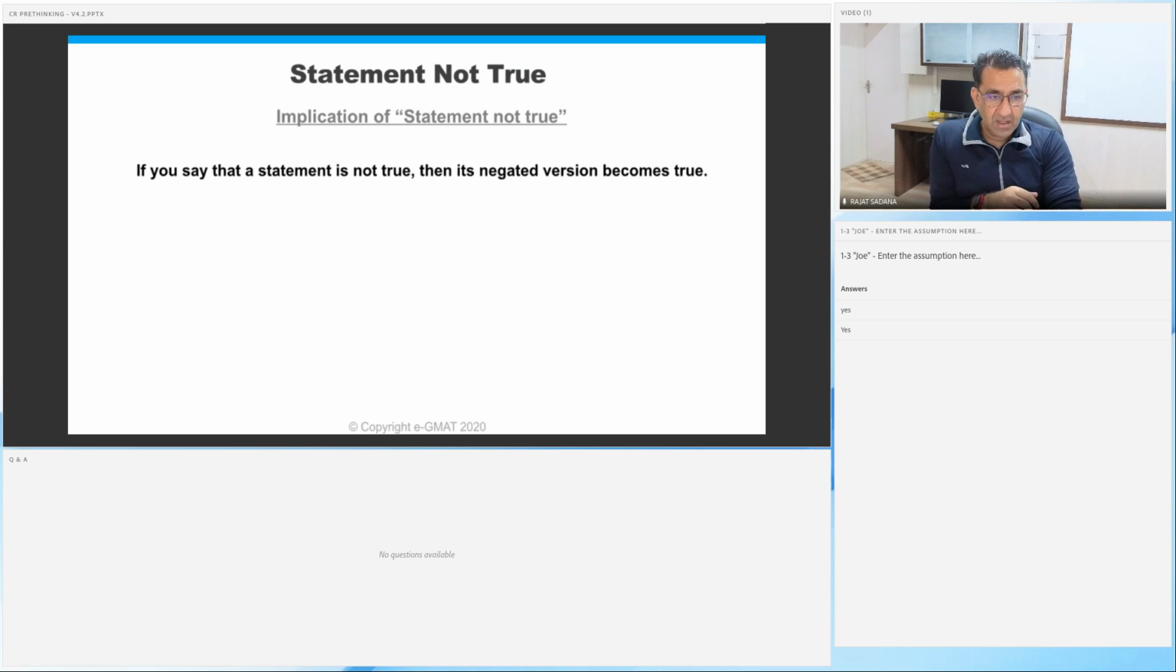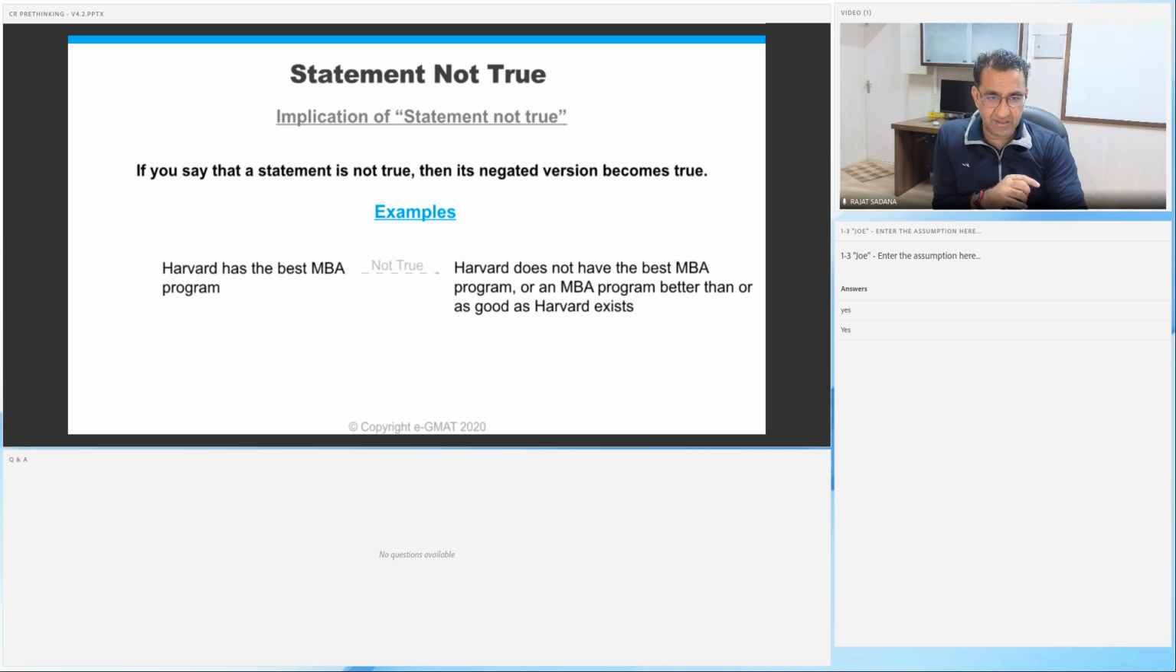Now, some of you may be asking, Rajat, how do you say that if a statement's not true, then its negated version automatically becomes true? Let's look at a few statements. Howard has the best MBA program. If you say that's not true, by default, you're also saying, hey, I don't know if that's 100% true. Then you're saying there's a possibility that this is true, correct?